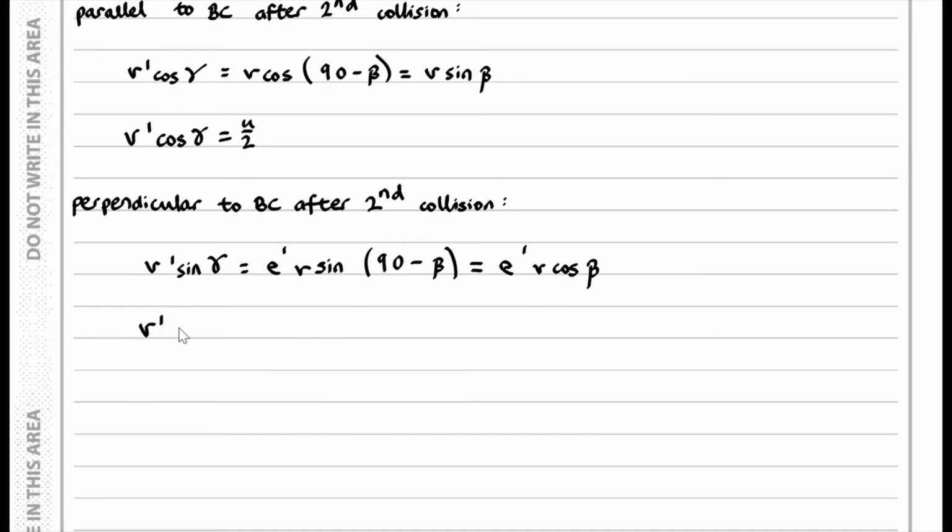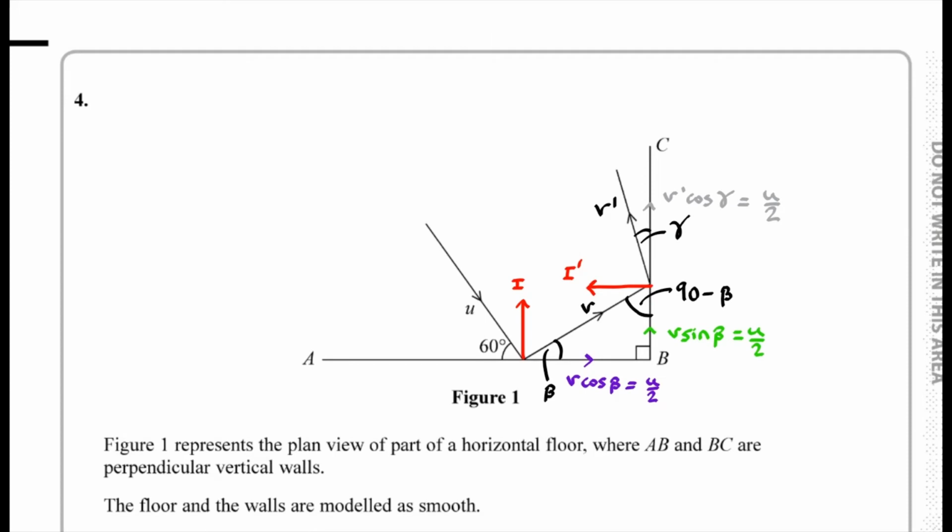Okay, so we have V dash sine gamma equals E dash, which is 2 over 5 square rooted, multiplied by V cos beta, which is U over 2, and therefore V dash sine gamma, you'd find this to equal 1 over the square root of 10 multiplied by U. And so if we add this to the diagram, in this direction over here, we have V dash sine gamma equals 1 over the square root of 10 multiplied by U. Okay, so now we've found all the different components of the various velocities.